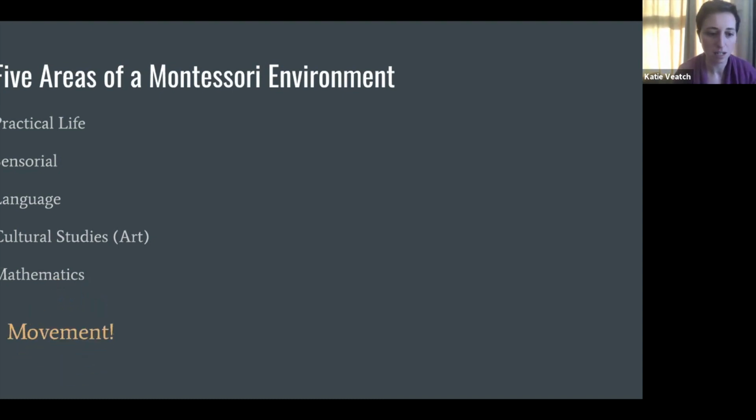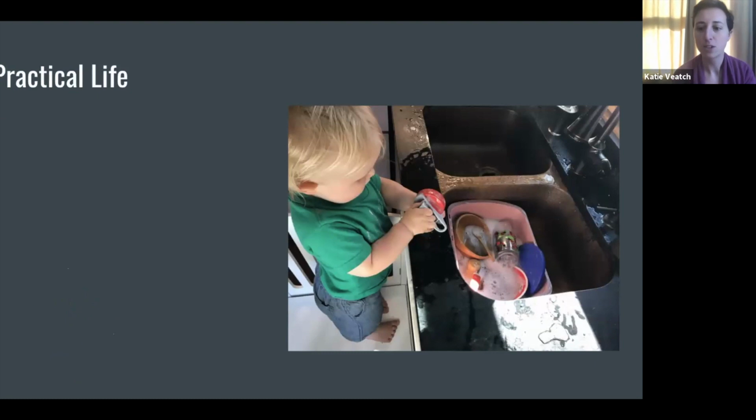Oh, look, it spun again. I didn't mean for it to do that. That was exciting. Okay, so let's go piece by piece through each section.